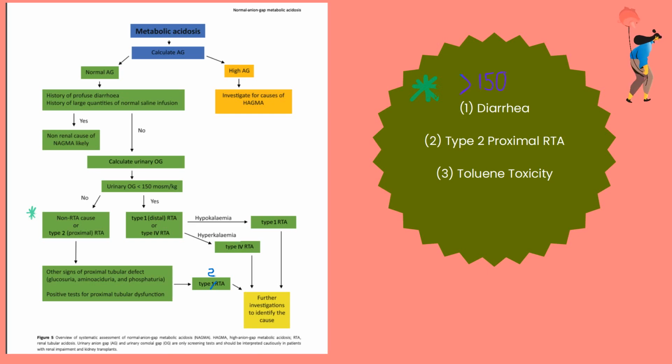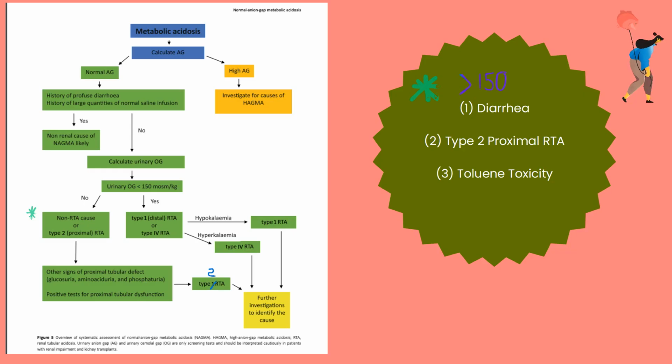This is again a revision. I've done this particular slide and I've explained it in detail earlier on, just to revise the urinary osmolar gap being a helpful tool in the differential diagnosis of NAGMA pathologies and how to differentiate various RTAs and toluene using the urinary osmolar gap. Just a revision. Have a look, remember what we've discussed earlier and apply it.